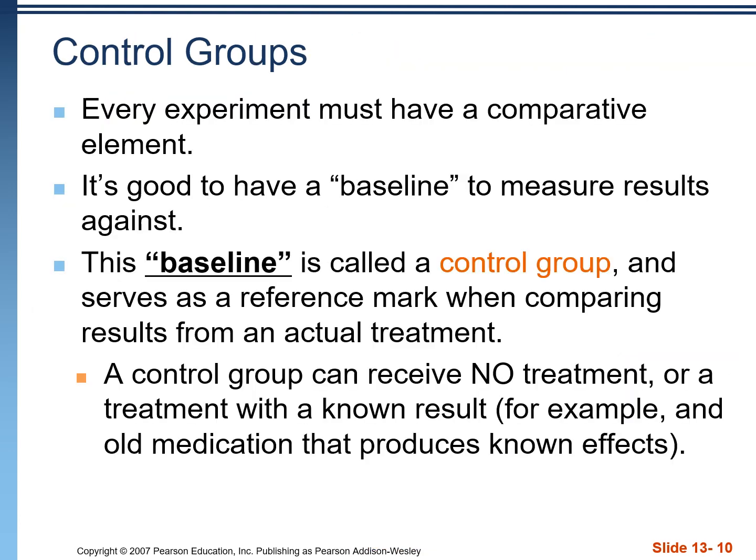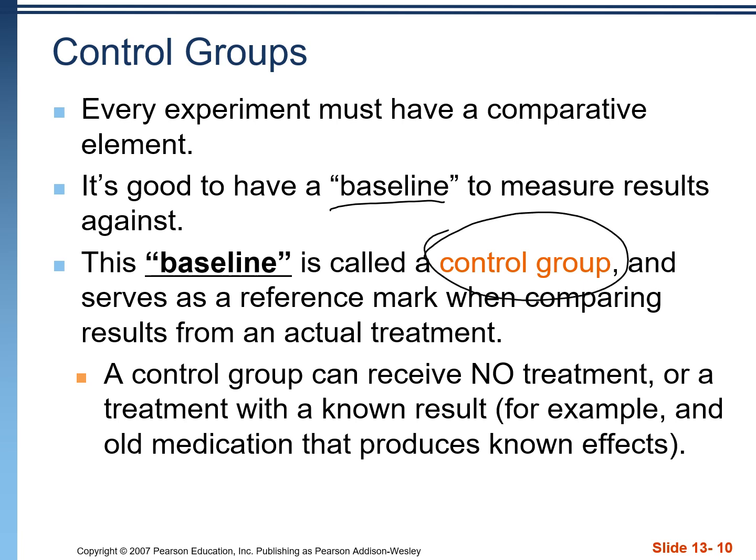Control groups. It's important that every experiment has some kind of comparative element so we can actually compare the results of our different groups. It's good to have a baseline group to compare our results against, and that baseline group is called a control group.